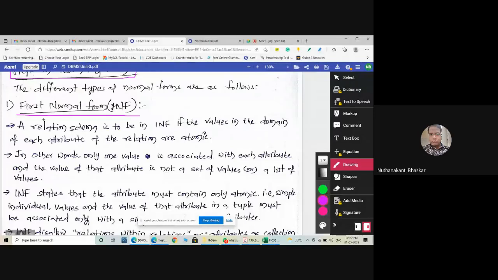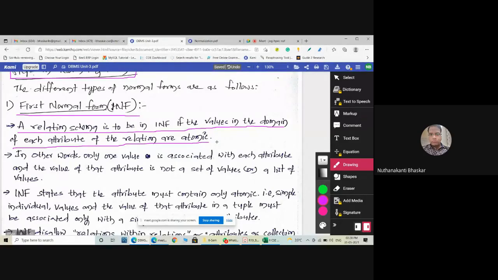Right. So now, first normal form, a very simple and easy normal form. I am just reading the definition, then I will tell you with an example. Don't worry. A relation schema is said to be in first normal form if the values in the domain of each attribute of the relation are atomic, meaning the values of every attribute of the relation must be atomic. Atomic means what?